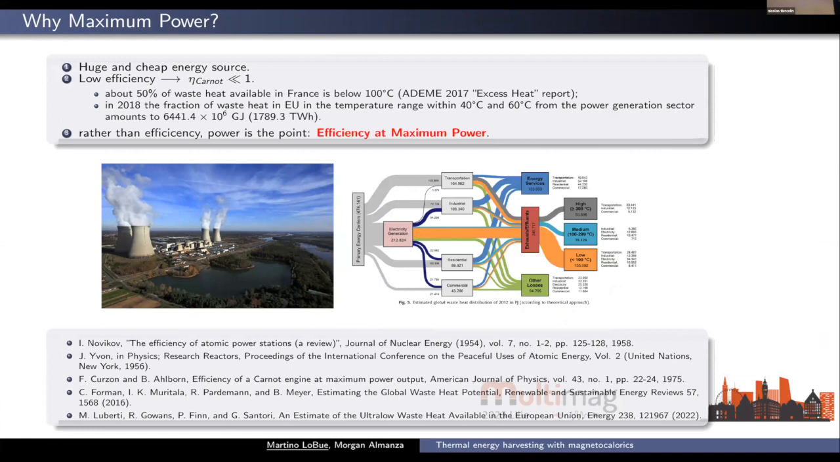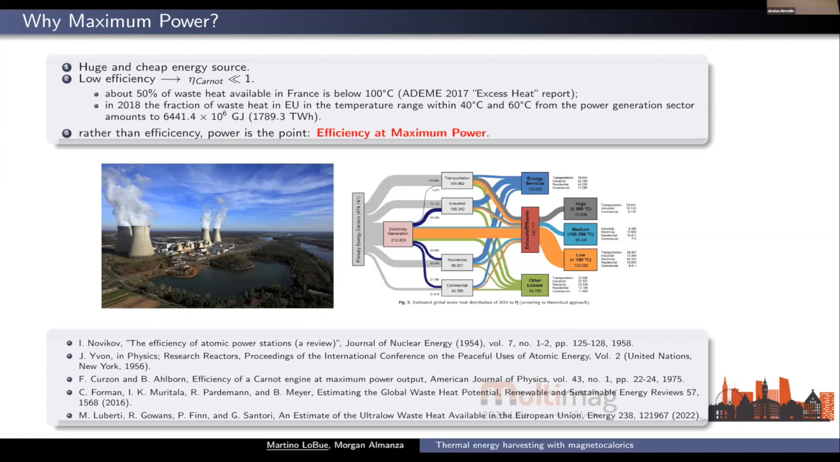So it doesn't really matter the efficiency with which you harvest, scavenge that, but it matters to get the power you need. So the main approach that's been developed to treat this problem was developed in the 50s in relationship to big nuclear power stations, because in the 50s people thought that nuclear energy was an infinite, cheap, full amount of energy, and so the power was the main issue.